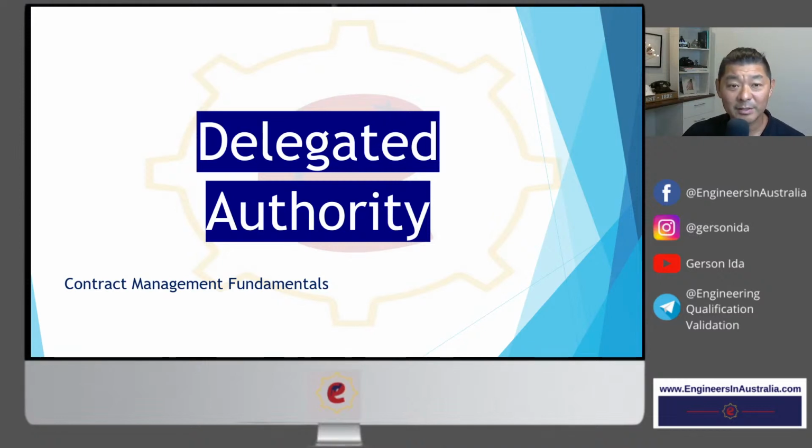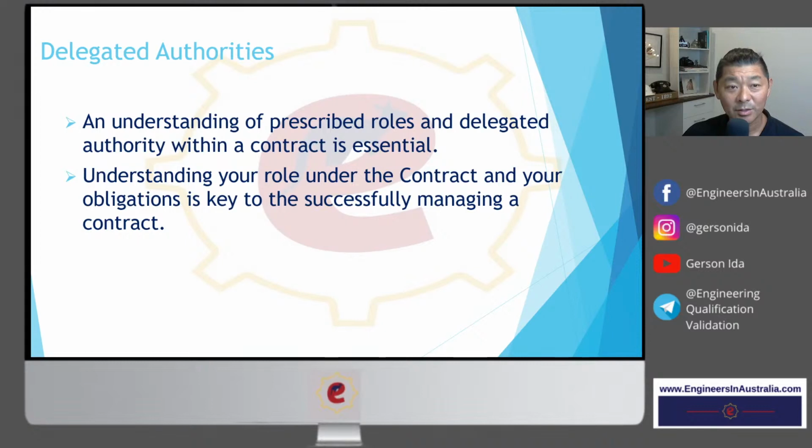The other topic is delegated authority. To have an understanding of prescribed roles and delegated authority within a contract is essential. So you need to understand, and I'm going to talk about some of the roles that are in a contract, and if you manage the contract, you will identify yourself in one of those roles. Understanding your role under the contract and your obligations is key to successfully managing a contract.